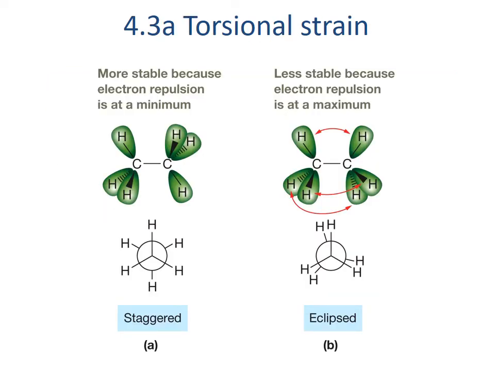I've mentioned a few times now that staggered configurations are lower in energy than the eclipsed conformations. This is because staggered interactions keep the bonding sigma orbitals as far apart as possible, while the eclipsed configurations lead to significant overlap between filled orbitals.